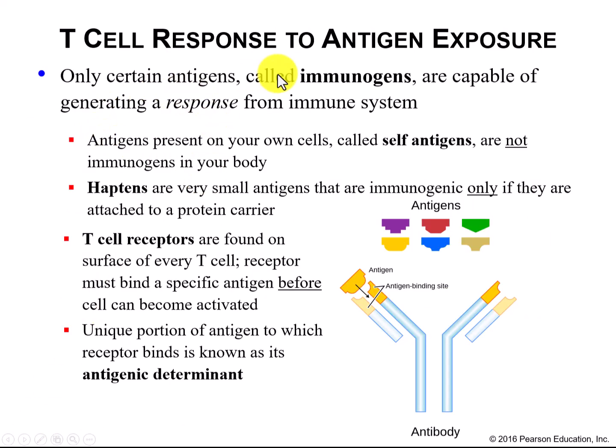And so only certain antigens are called immunogens, which are capable of eliciting a response from our immune system. Antigens that are not able to do that are called haptens. So these are very small, and they have to be attached to a carrier protein to elicit an immune response.